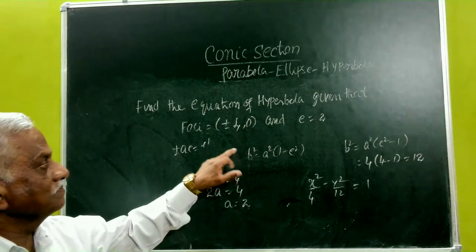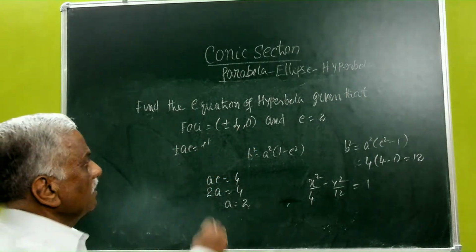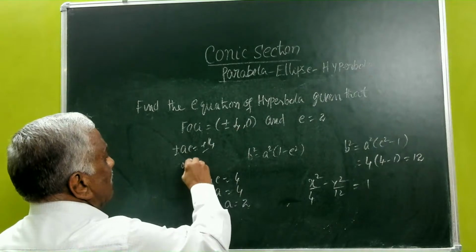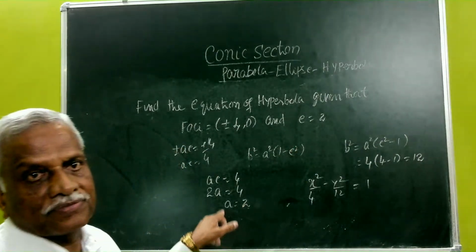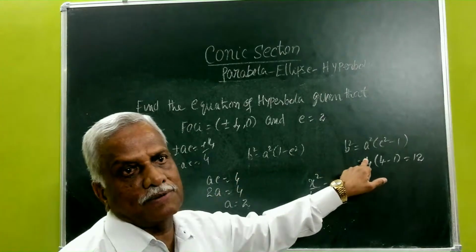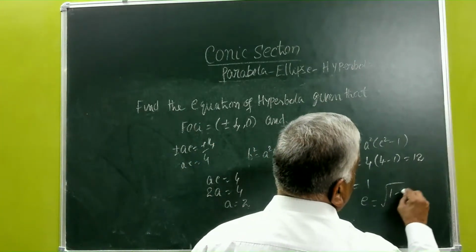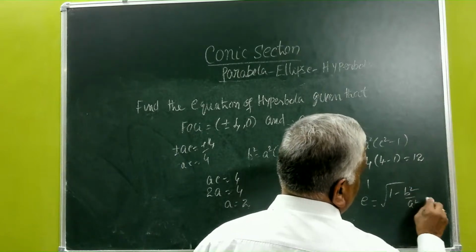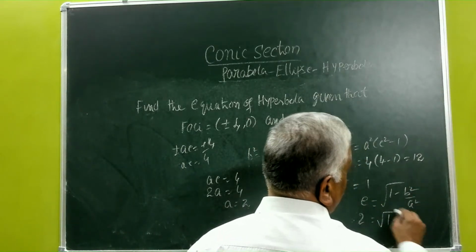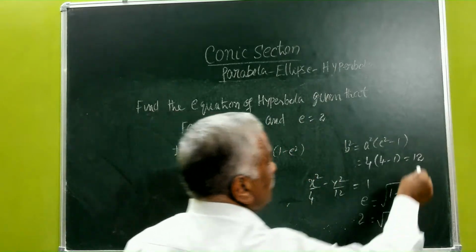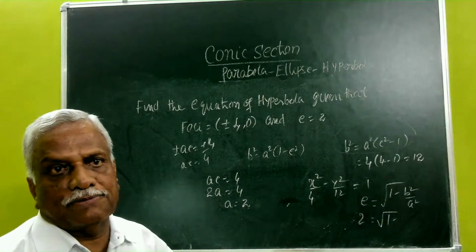I repeat. They have given the foci, plus or minus a, 0. So a is equal to plus or minus 4, so a is equal to 4. e is also given. From that you can get a. How to get b? Use this formula, or you can use another formula also. e is square root of 1 minus b square by a square. So e is given, 2 is equal to root of, from this you can calculate. But if you can remember this, working happens to be easy.